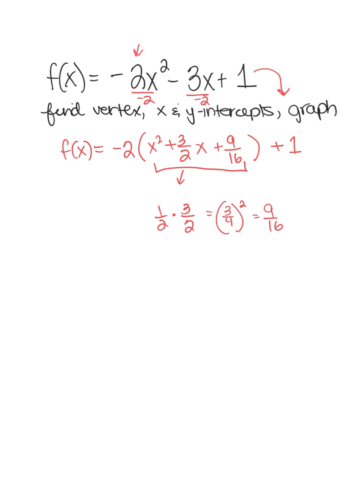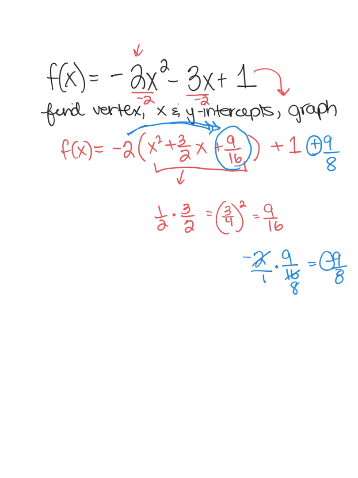However, keep in mind, I didn't really just add 9 over 16. I added -2 times 9 over 16. So let's multiply that together. Let's reduce the 2 and the 16, and I get a -9 over 8. Okay, that's what I actually just added. So I just put in a -2 times 9 over 16, so that gave me -9 over 8. So to undo that, to add 0, I have to add a positive. So these signs are always going to be opposite.